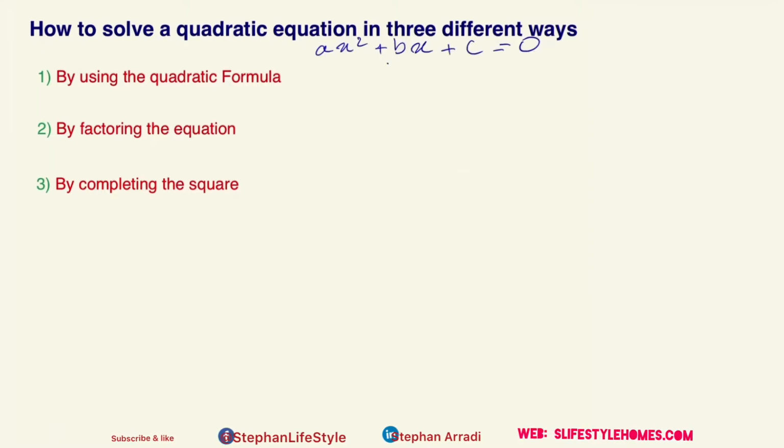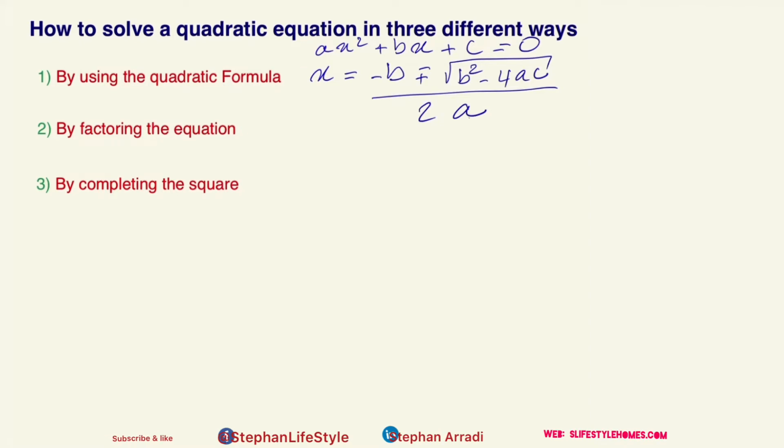So if we have an equation in this form, ax squared plus bx plus c equal to 0, this is the standard form of a quadratic equation. The solution will be x equal to minus b plus or minus the square root of b squared minus 4ac, over 2a.